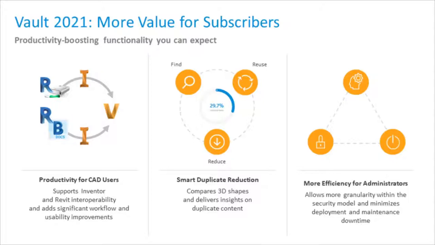Smart duplicate reductions. Autodesk has included a powerful geometric search feature within Autodesk Vault Professional, and this allows us to find and reduce duplicates, helping us with increased productivity and cost savings. And then more efficiency for administrators. There is now more granularity for security settings with regards to permissions settings and more.